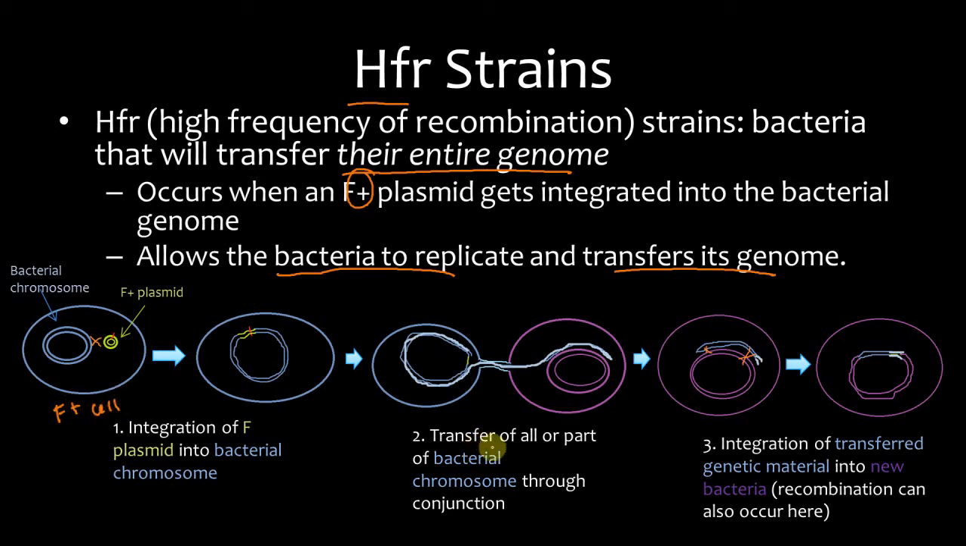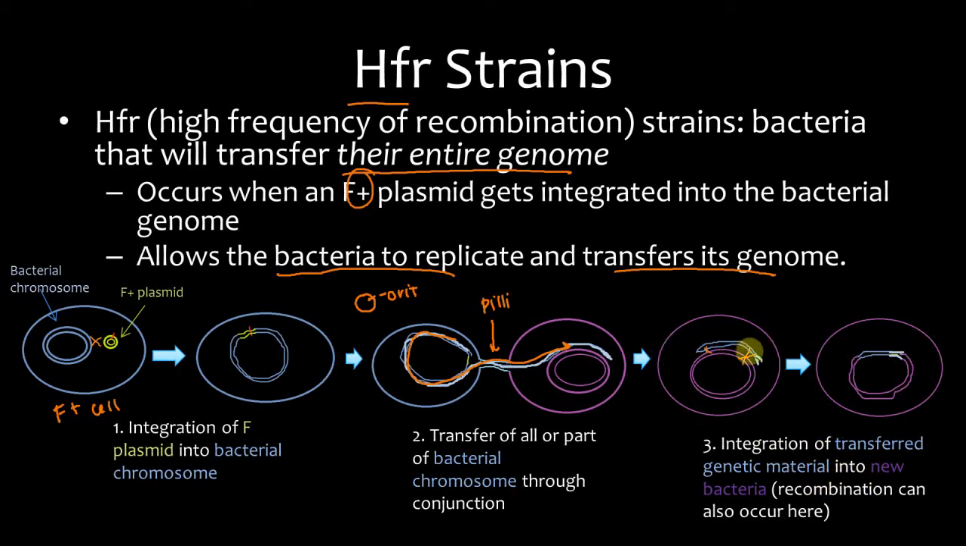Alright, so then we have the transfer of all or part of the bacterial chromosome through conjugation. So we have our bacteria that has the F plasmid integrated into the genome. We have a replication event. We have this pili forming, P-I-L-I forming, and then we have this chromosome starting from the origin of transfer going over here. Oh, that's something that I forgot to say. So we always have an origin of transfer, oriT, and that's just the point where transfer starts. Okay, so that's transferring over here into this, okay, and then the last step is the integration of that transferred genetic material into a new bacteria.